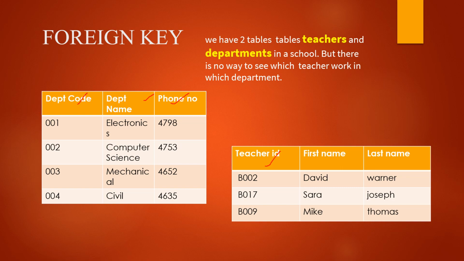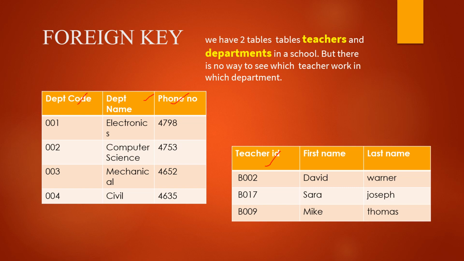The teacher table contains teacher ID, first name and last name. But we can't see any relationship between these two tables. There is no way to see which teacher works in which department. We can't tell in which department this teacher, David, works from these two tables. So by adding the foreign key department code to the teacher table, we can create a relationship between the two.